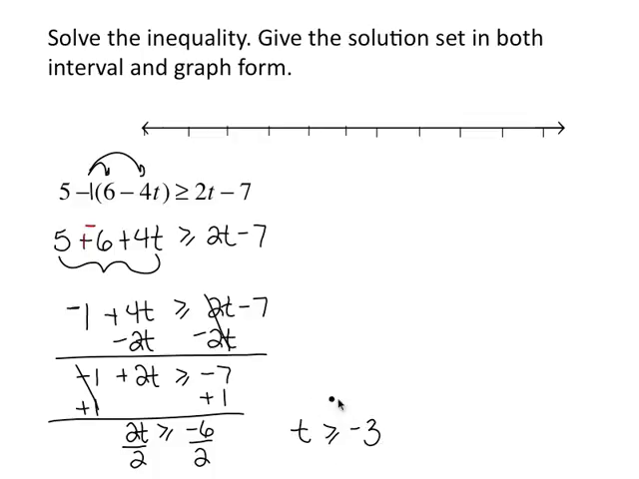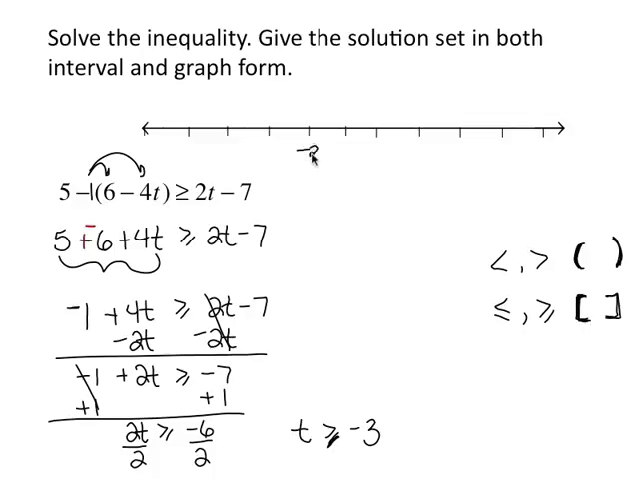If we look at our inequality symbol, recall that if we have the less than or the greater than symbol, we're going to use parentheses. If we have less than or equal or greater than or equal, we use brackets. The parentheses means that the endpoint is not included. The bracket means that the endpoint is included. So in this case, we have a greater than or equal, so that means we're going to use the brackets.